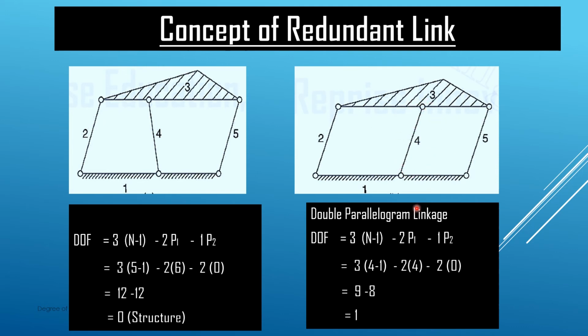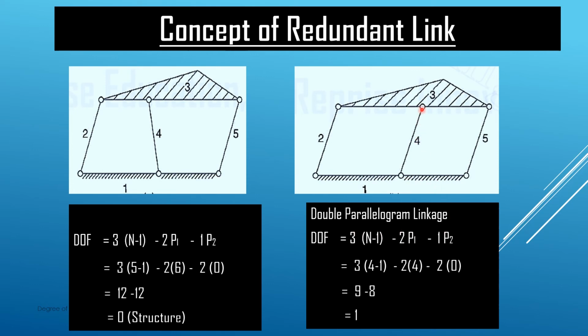So if we remove any one link, the degree of freedom is 3 into n minus 1 minus 2p1 minus 1p2. Now there is no p2 pair because all the turning pairs have a single degree of freedom. Suppose we remove link 4 from this second figure. Now the total number of links, n, is 4, so 3 into 4 minus 1, then 2p1, where the p1 pairs are again 4, and there is no p2 pair. So the total is 9 minus 8, which comes out to be 1. Now this second linkage has degree of freedom 1, and it is called the double parallelogram kind of linkage.